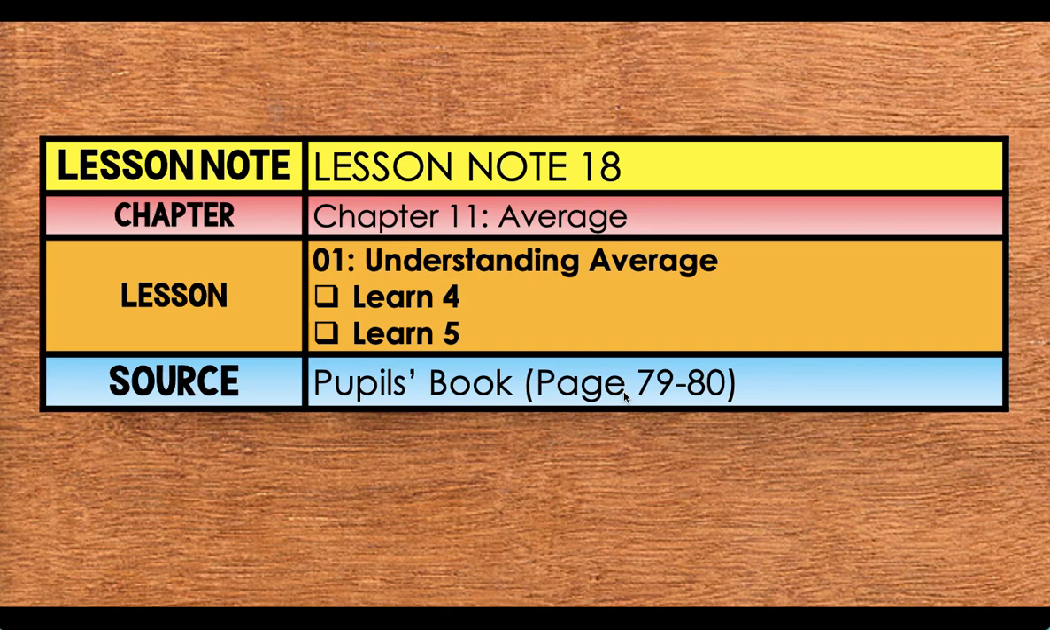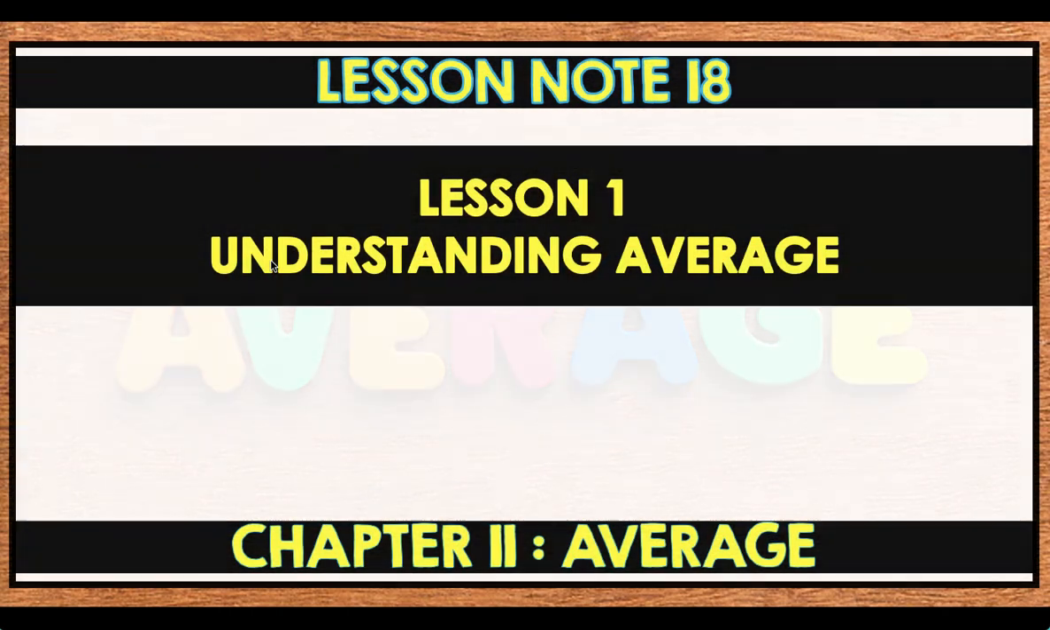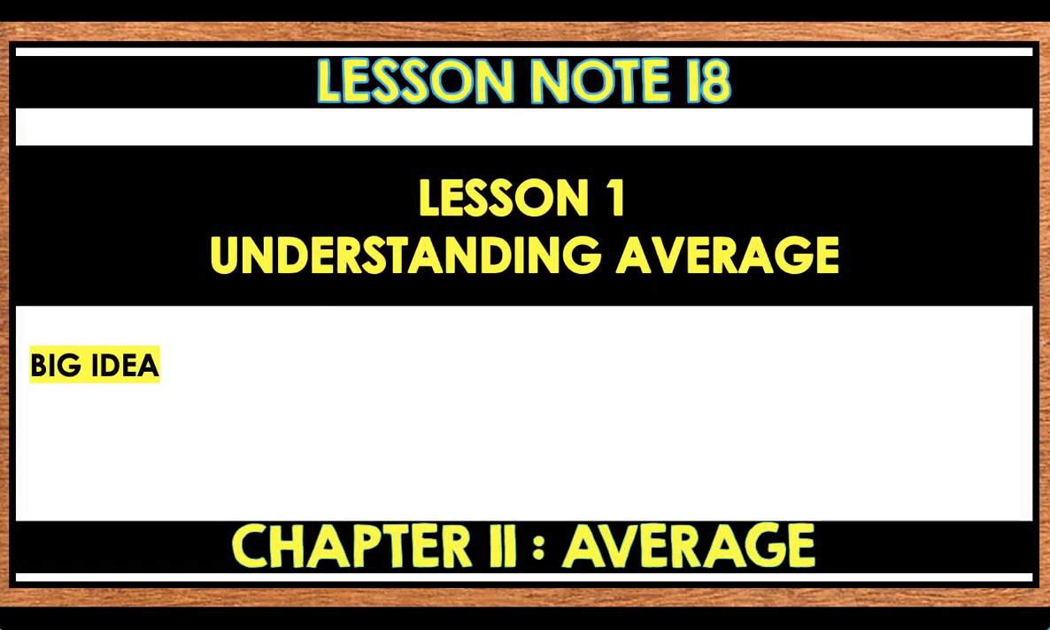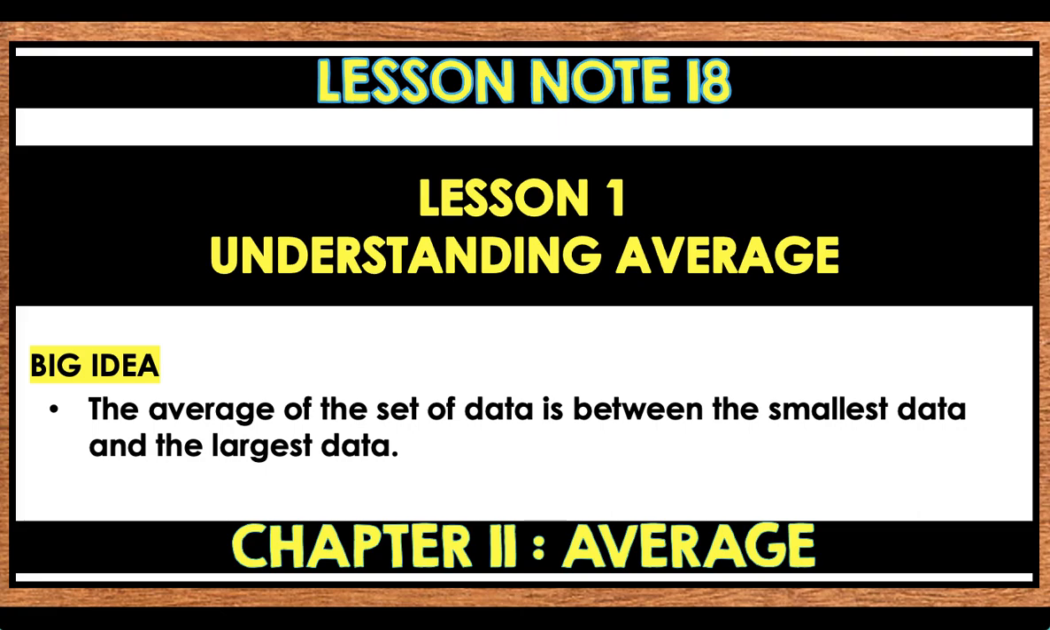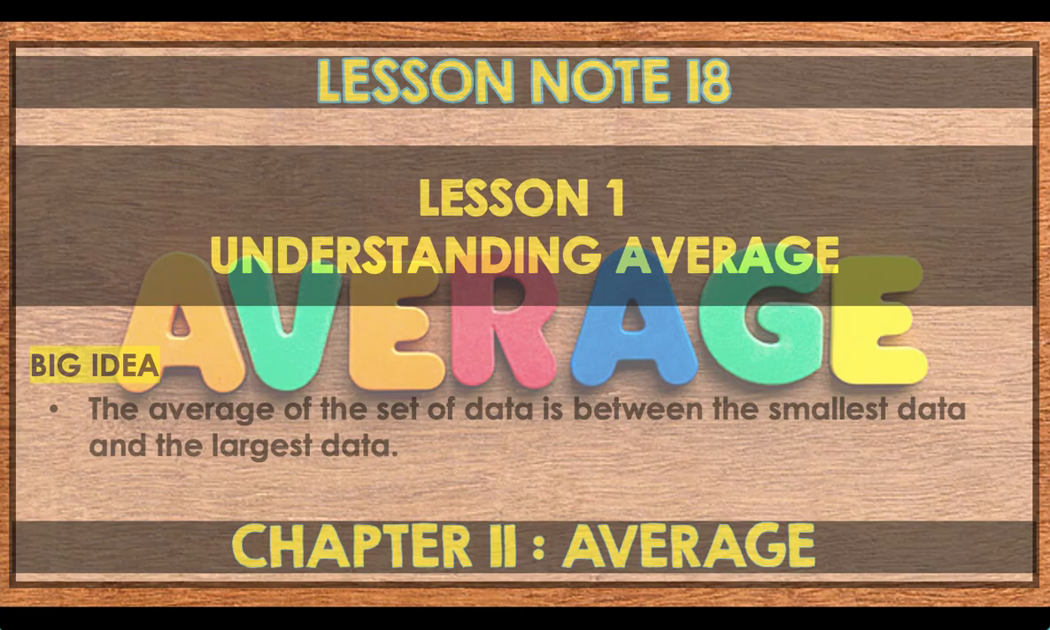I encourage everyone to answer the questions in our pupil's book as you watch this lesson note. Big idea: the average of a set of data is between the smallest data and the largest data.